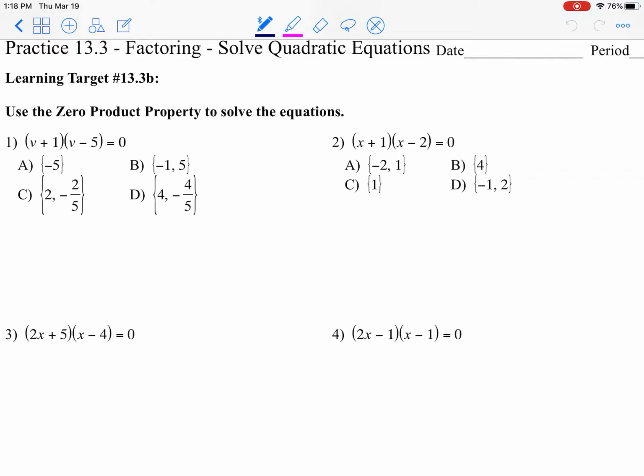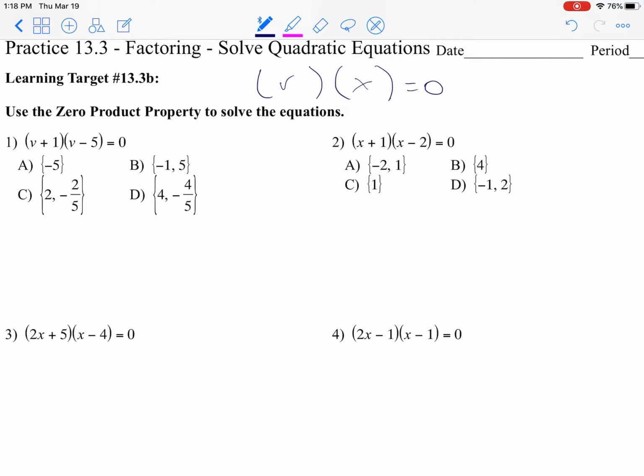The zero product property just says that if I have two things that are multiplied to equal zero, then I know that one of these two things, the one on the left or the one on the right, has to be zero. That's the only way I can multiply two things together to get zero. So for the first four problems, it's pretty simple. You just take each of the two factors and set them equal to zero.